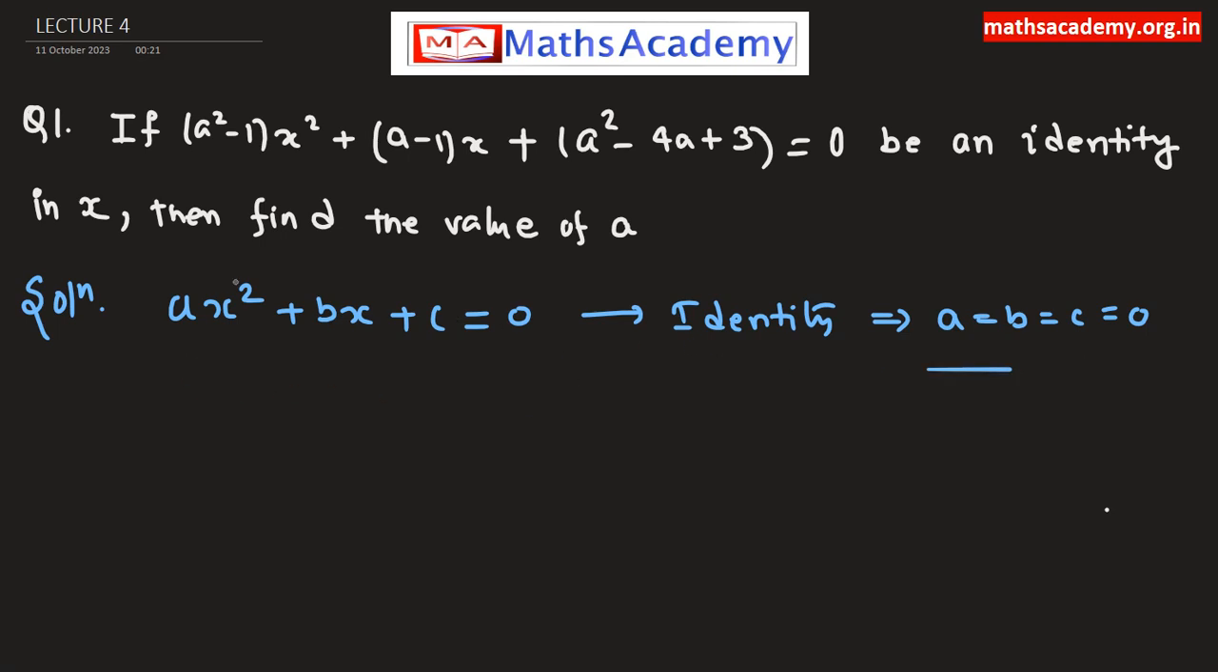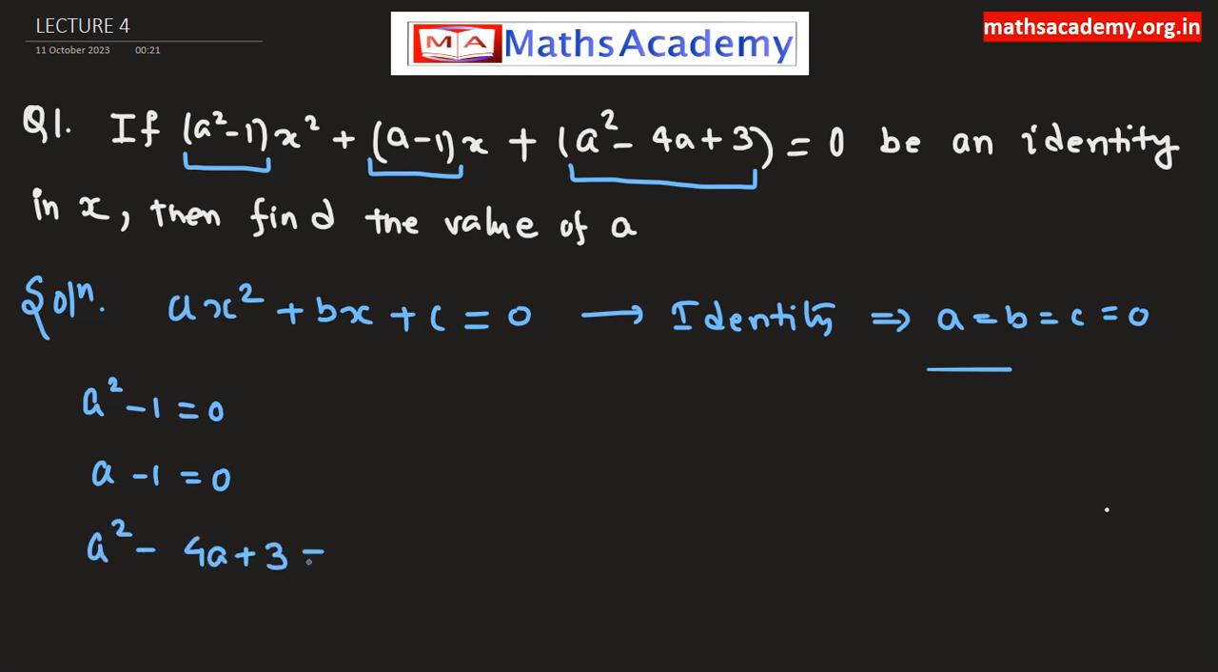So here the coefficient of x square is a square minus 1, the coefficient of x is a minus 1, and the constant term is a square minus 4a plus 3. Now we are going to make all the terms equal to 0: a square minus 1 equals 0, a minus 1 equals 0, a square minus 4a plus 3 equals 0. Now we have to take the intersection of these solutions. That will give the correct values of a.